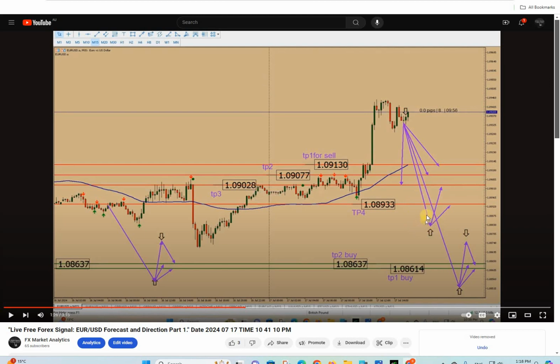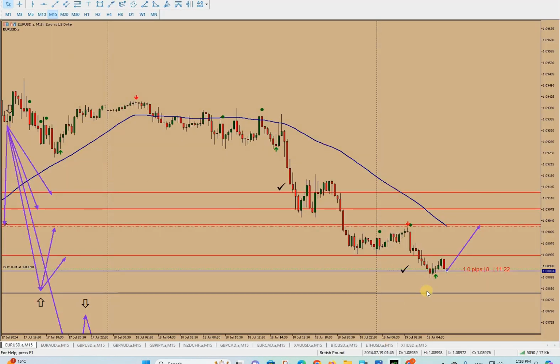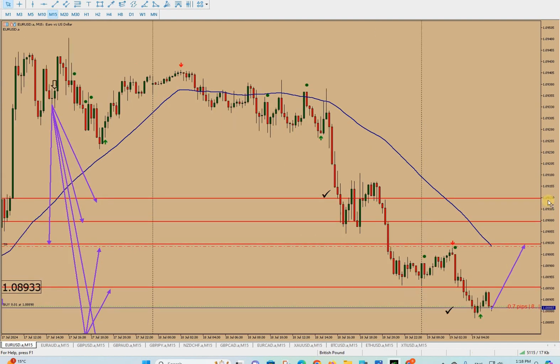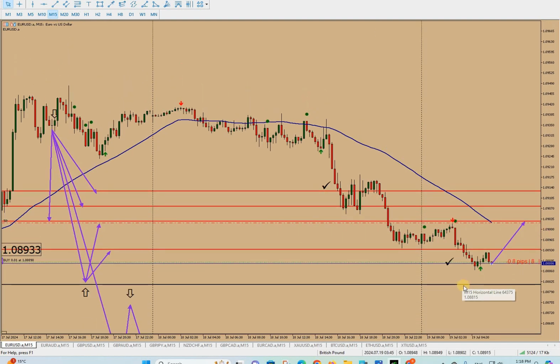I said price coming to this area, which now came, and we got a signal. I entered the trade. I was supposed to do it at TP1 and here, but I put the take profit to this level, and I put this one as a stop loss. I'm not going to put a real stop loss. This is just a virtual one.